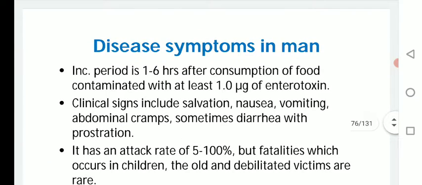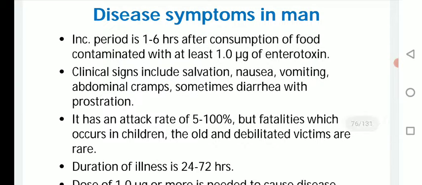So disease symptoms in man include an incubation period of 1 to 6 hours after consumption of food contaminated with at least 1 microgram of enterotoxin.